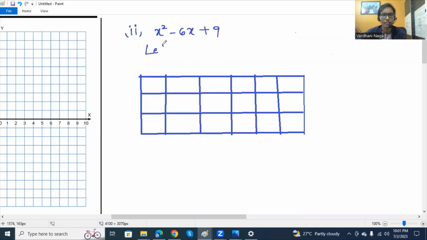Let y is equal to x square minus 6x plus 9. See, this is also a monoquadratic polynomial. The factors of 9 are 1, 3, 9. If you take 3 plus 3, it will become 6, and 3 into 3 is becoming 9.